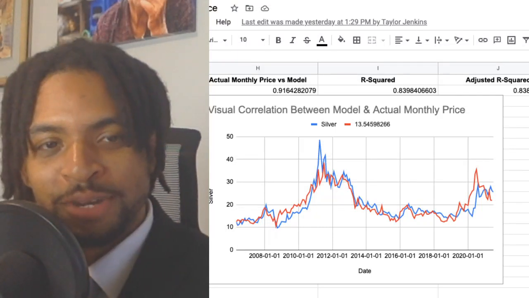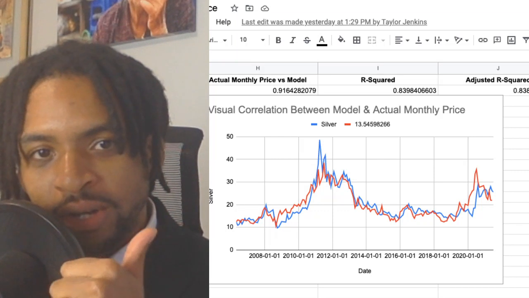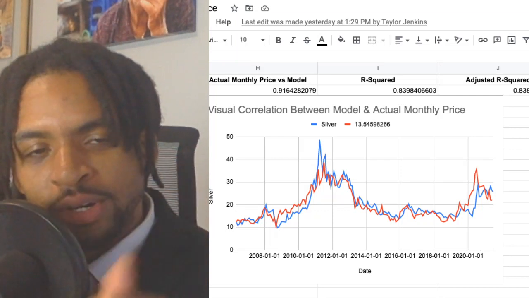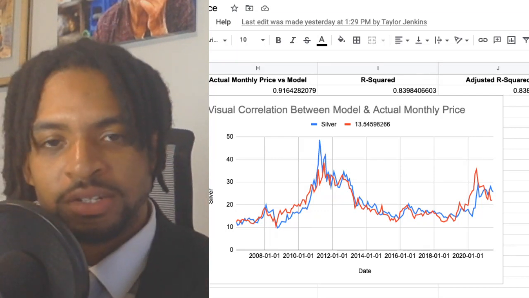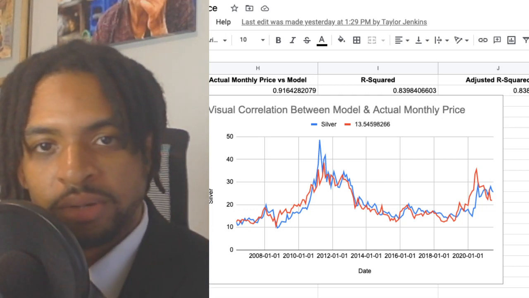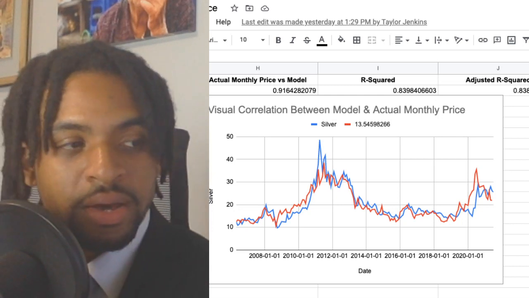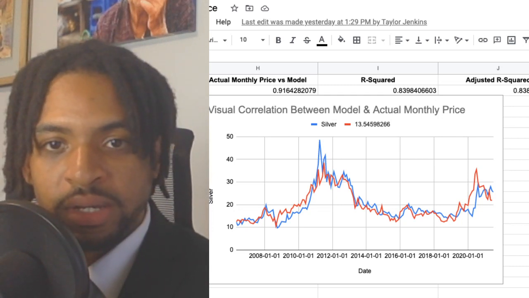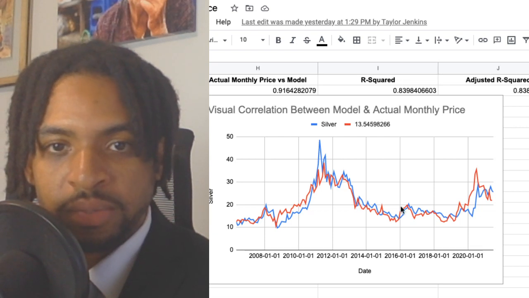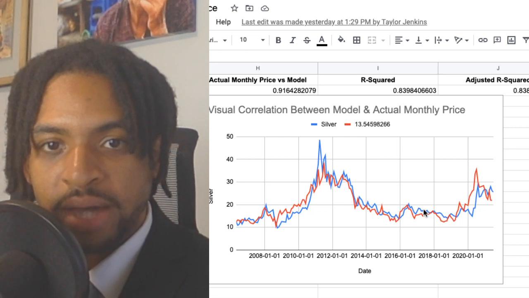All right, guys, this is the moment that you all have been waiting for. What you are looking at is the under the hood spreadsheet that I have access to of my monthly silver price forecasting model. Now, as you can see here, there is a tiny lag between the model price and the actual price.